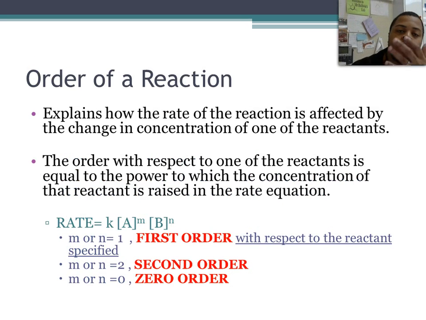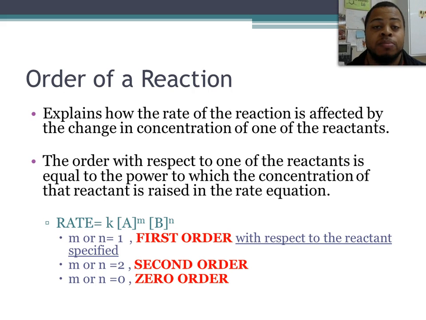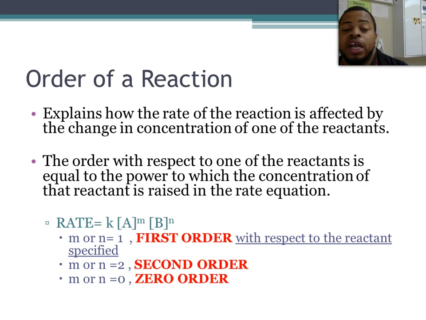Now, when we deal with reaction orders, we have three main ones that we're concerned about. This is basically going to explain how the concentration affects the rate. We usually have to be specific in finding our reaction order. So we have first order, second order, and zero order. Most people thought I was going to say third. No, it's actually zero order. Now, this is what that actually means.